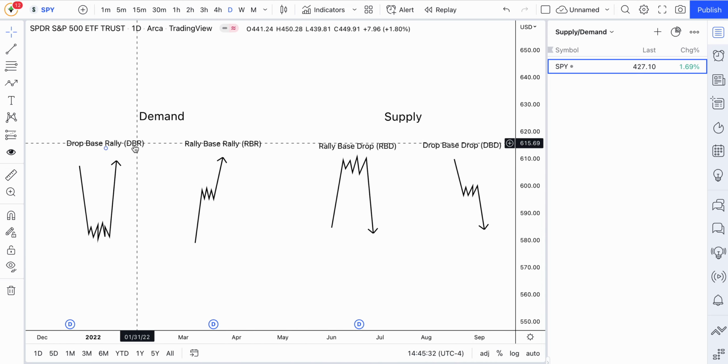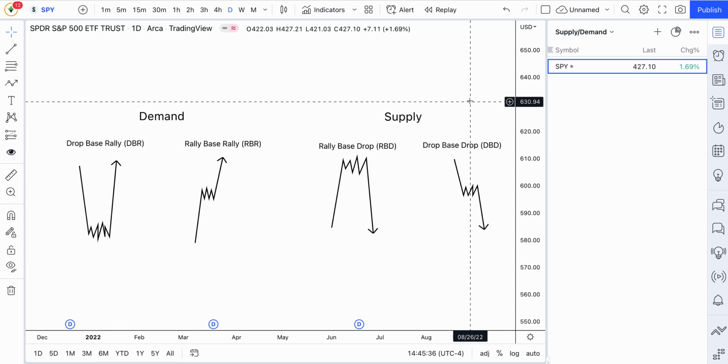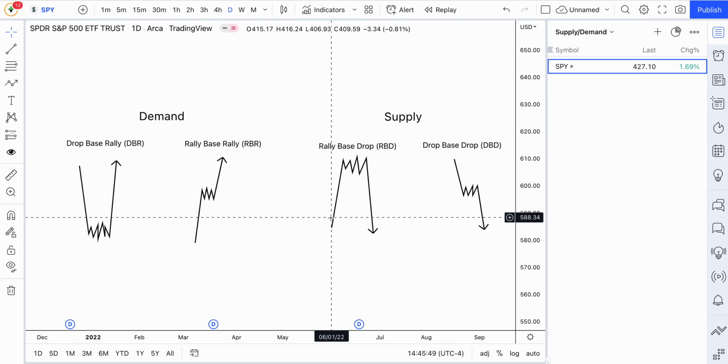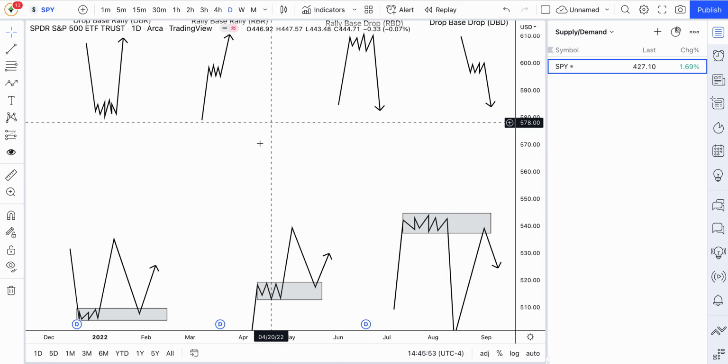Now, I don't really call them out, DBR, RBR, RBD, DBD. I don't say that a lot. It's just the types of names to identify the zones. So that's something you can use in your trading if you do so. I don't really talk about it that much, but these are the type of zones and the names that they have.